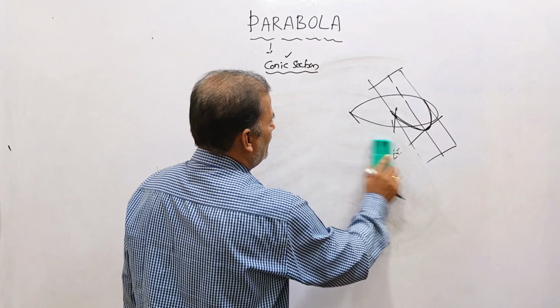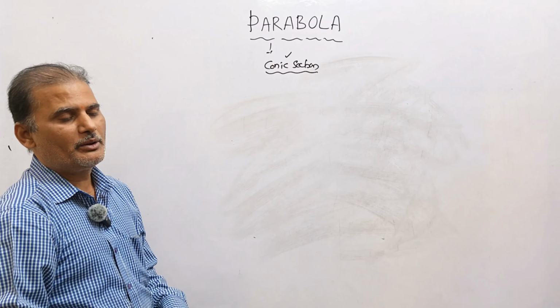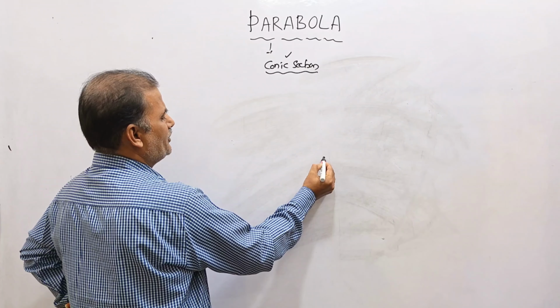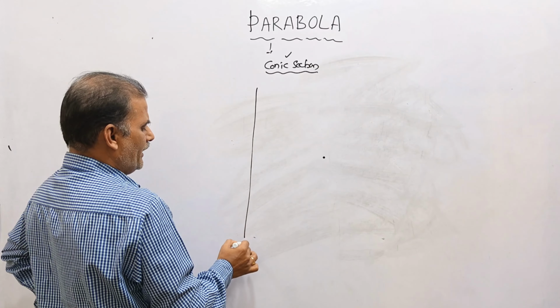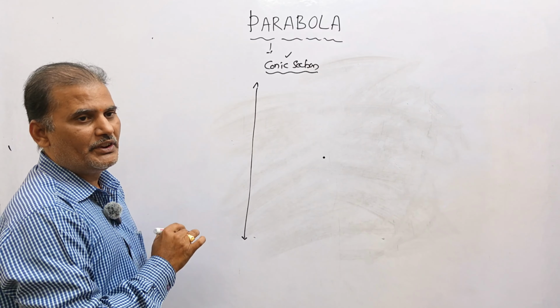Parabola. What is meant by parabola? What is meant by parabola? So if you take a fixed point here, this is a fixed line, fixed point and a fixed line.